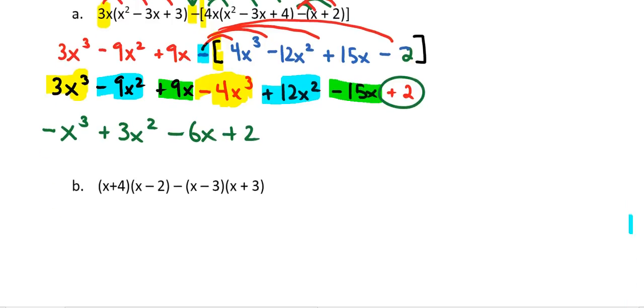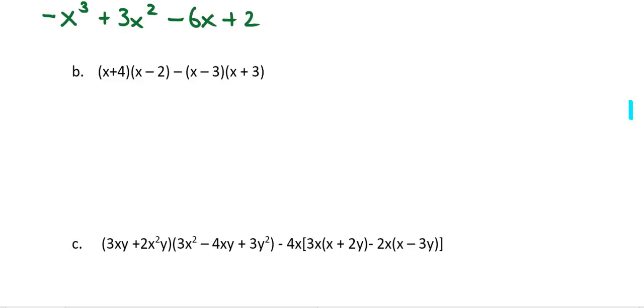Alright, so move on. Question number B. For question number B, I have a situation where I have to FOIL. So x times x is x squared. X times negative 2 is negative 2x. 4 times x is positive 4x. And 4 times negative 2 is negative 8. Now there's a minus sign there, so I'll put a minus sign right here. And you gotta be careful with the next step here. I'm gonna put a square bracket here because I need to FOIL first.